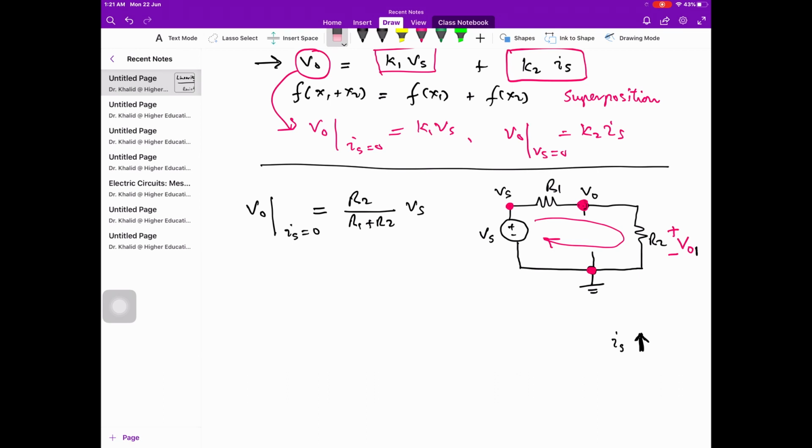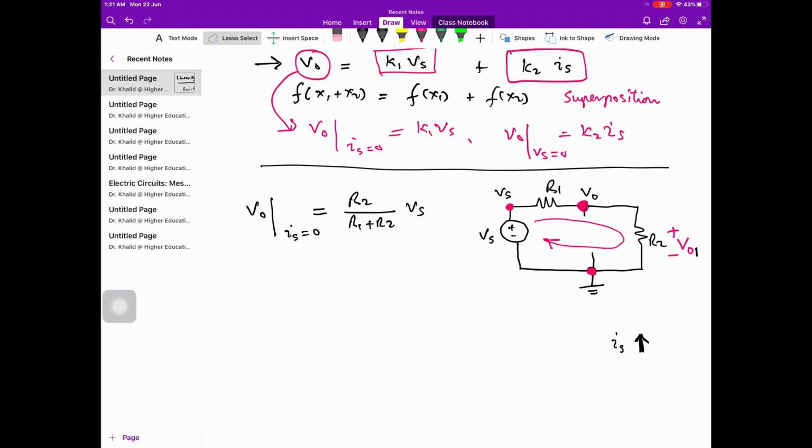And now I see the output only due to the output when Vs is equal to 0. What is the output when Vs is equal to 0?